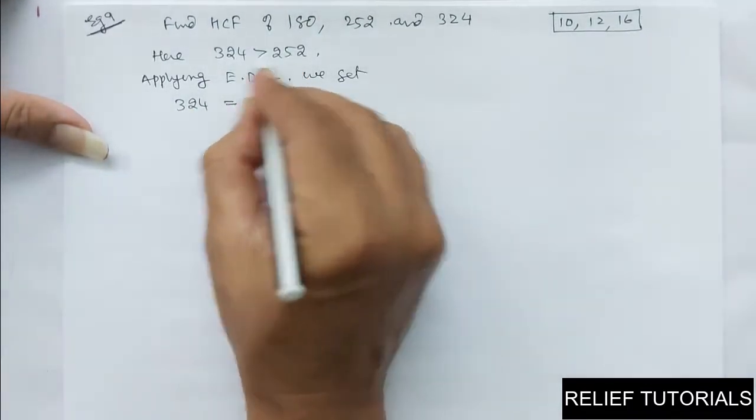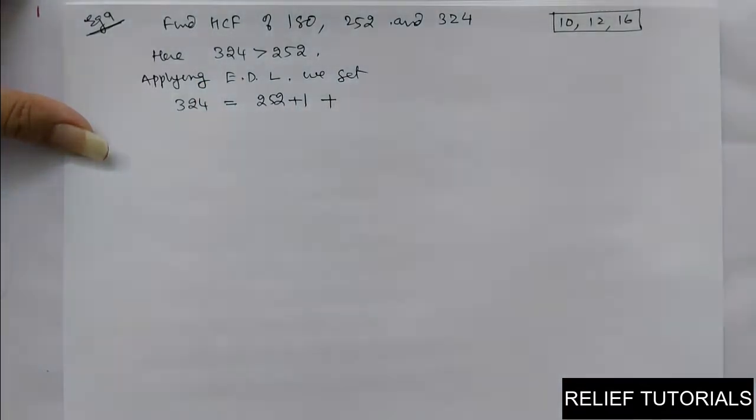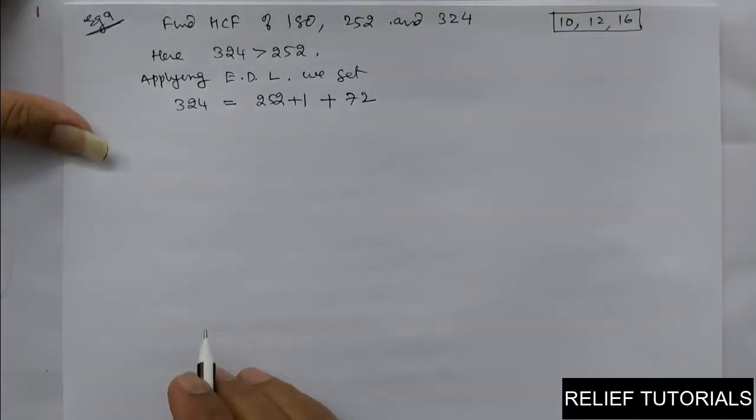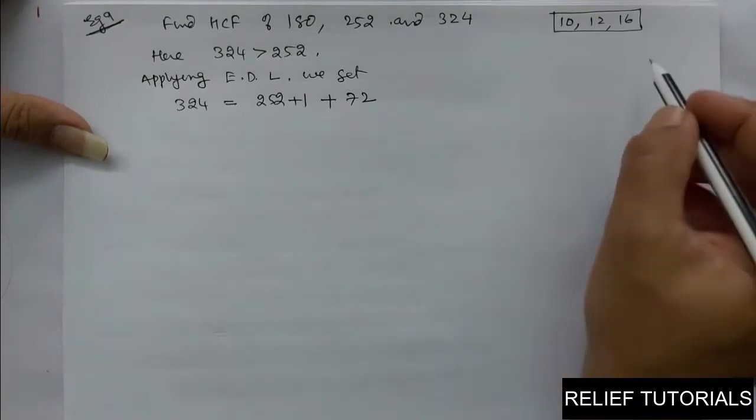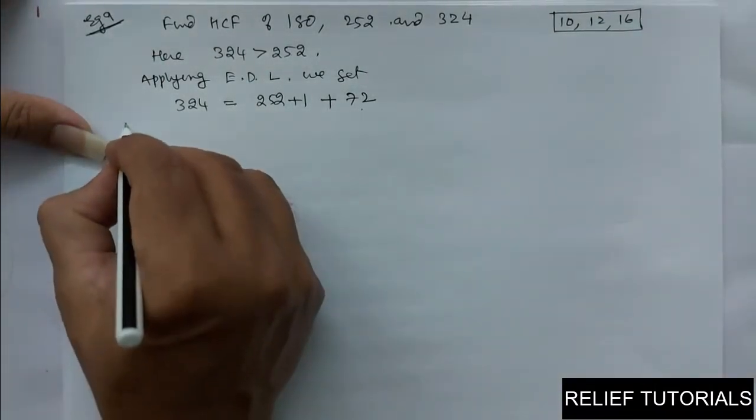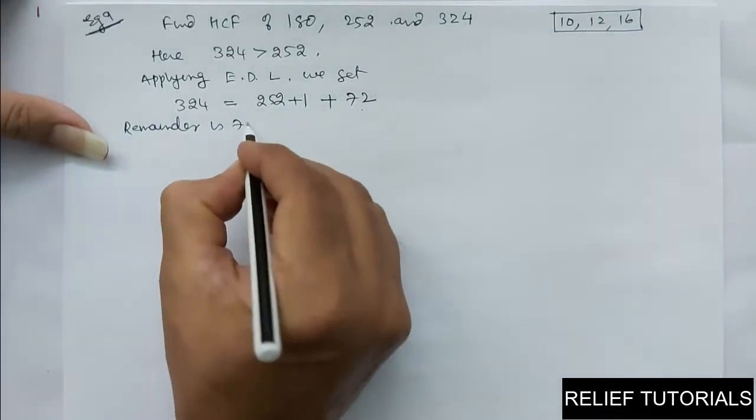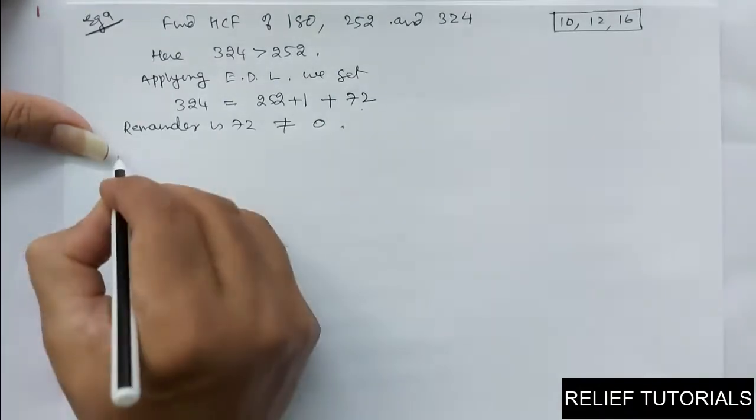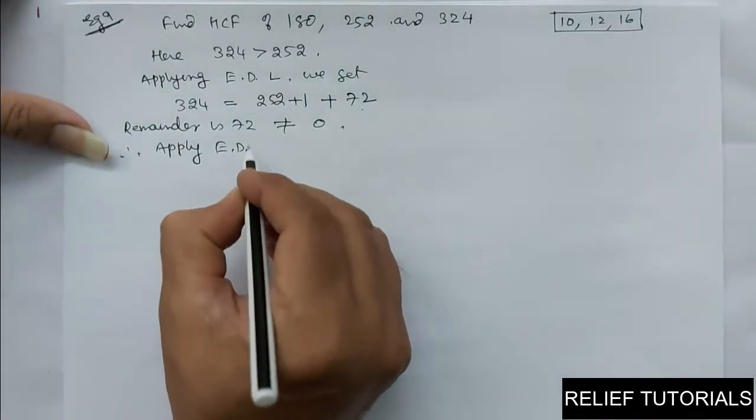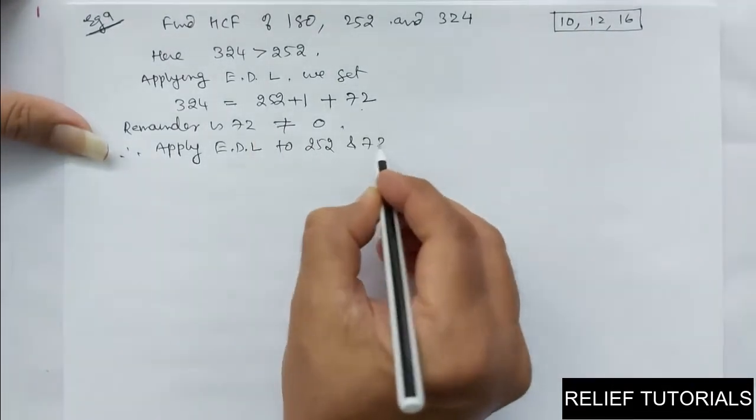324 is equal to, it will go one time only, so 252 into 1 plus we have to find the remainder. What will be the remainder? I think it will be 72. Clear? Divide 324 by 252, one time, and the remainder is 72. So here the remainder is 72, which is not equal to 0. Therefore apply Euclid division lemma to divisor 252 and remainder 72.